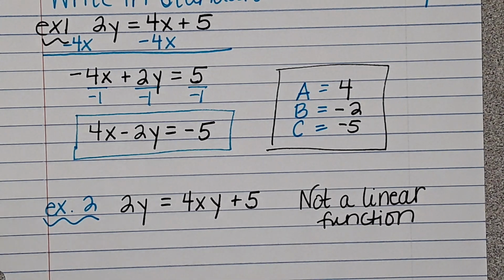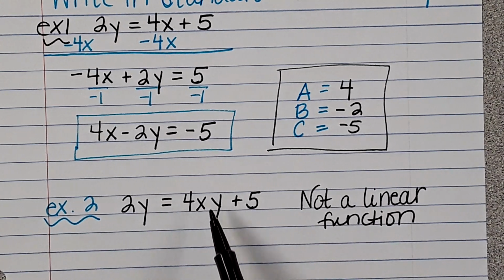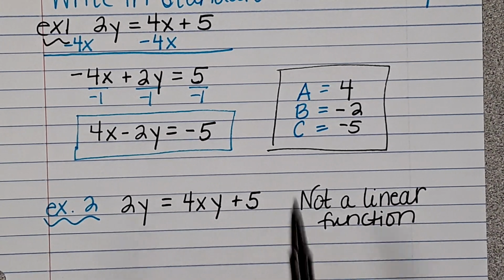Example 1 was a linear function. That's why we could write it. Because x and y are next to each other, that makes it not a linear function. If it was 4 square roots of x, not a linear function. And because it looks like this, we can't move any further.